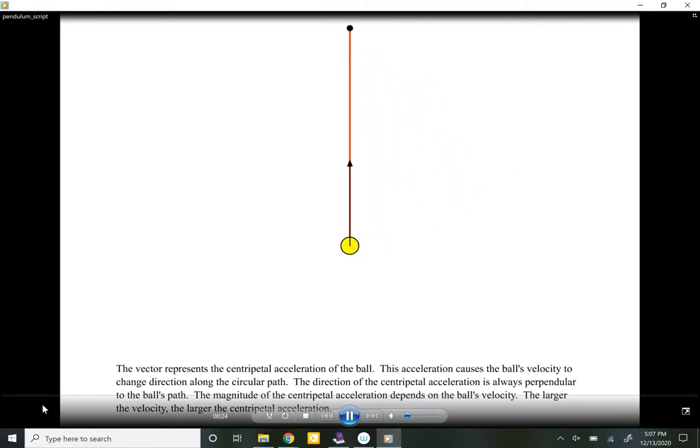The direction of the centripetal acceleration is always perpendicular to the ball's path. The magnitude of the centripetal acceleration depends on the ball's velocity. The larger the velocity, the larger the centripetal acceleration.